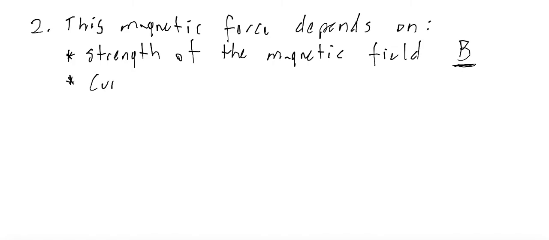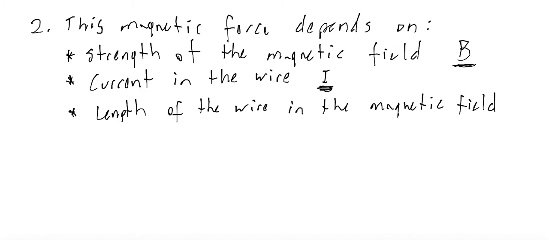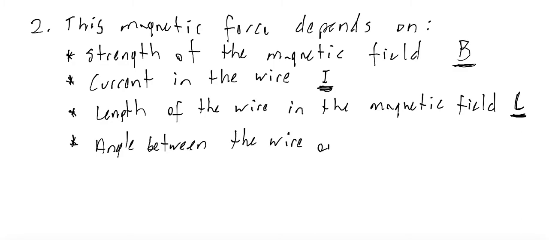Second, current in the wire. Current has the symbol I. If a bigger current flows in the wire, then the magnetic force is stronger, of course. And third, the length of the wire in the magnetic field. I'm going to use letter L like length. And there is one more factor, because it all depends also on the orientation of the wire in the magnetic field. So maybe orientation or angle between the wire and the magnetic field lines.